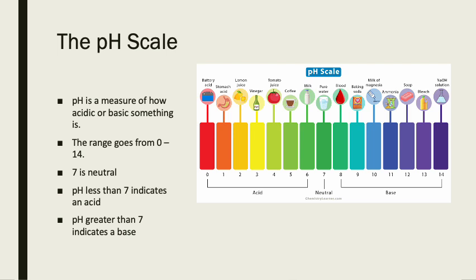So anything lower than 7 is an acid. Anything higher than 7 is a base. So the lower the number, the more acidic. The higher the number, the more basic something is.